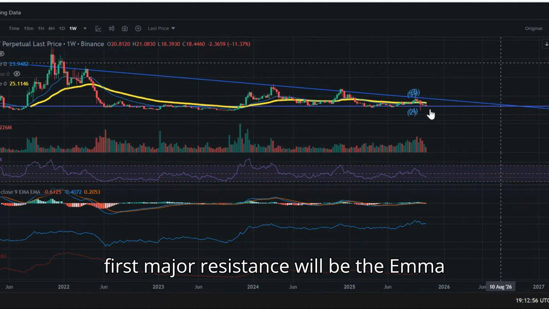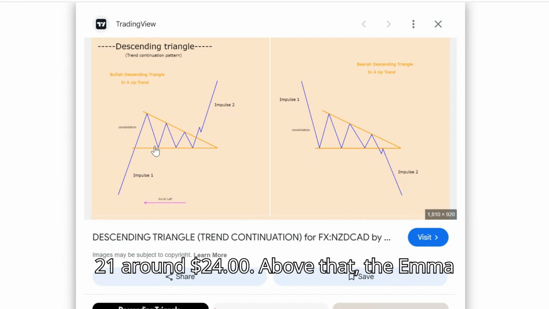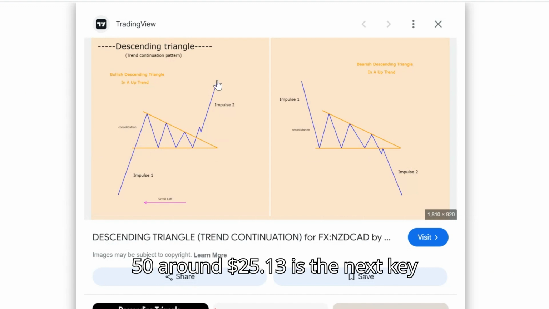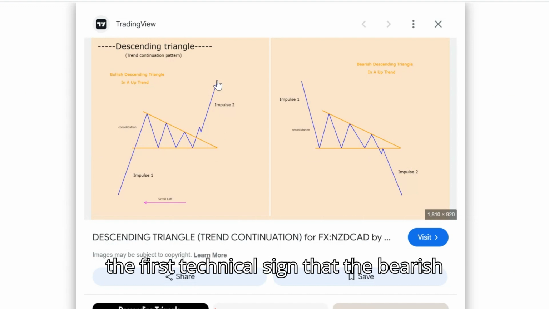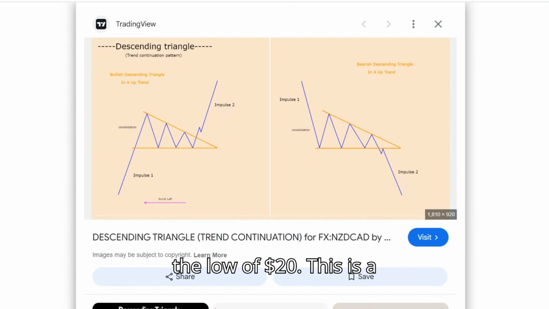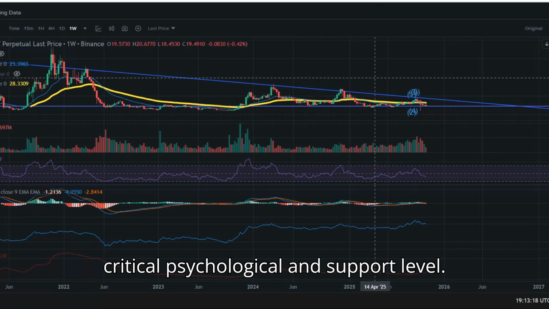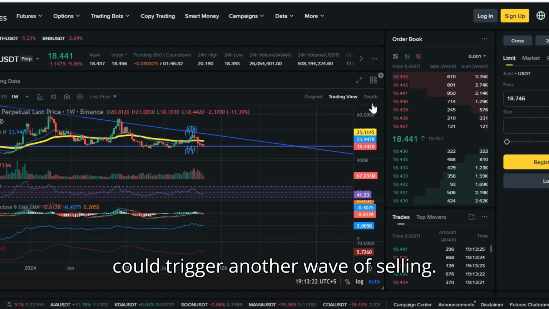Resistance. The first major resistance will be the EMA 21 around $24. Above that, the EMA 50 around $25.13 is the next key hurdle. A break above this would be the first technical sign that the bearish trend is weakening. Support. The chart shows a low of $20. This is a critical psychological and support level. A decisive break and close below $20 could trigger another wave of selling.